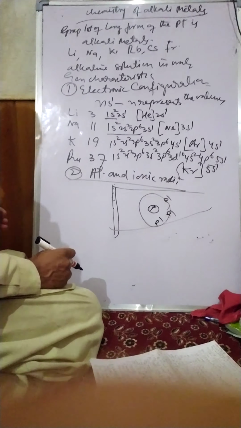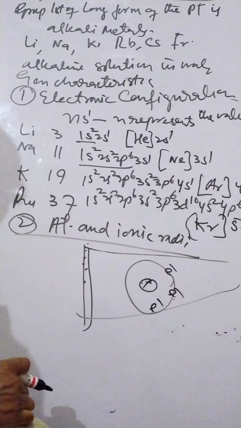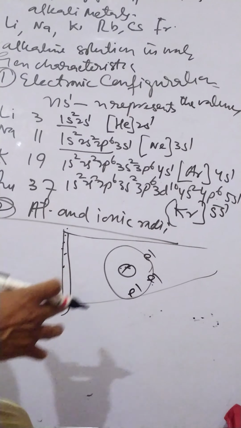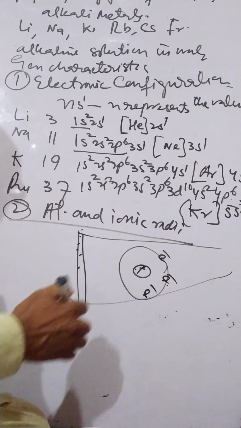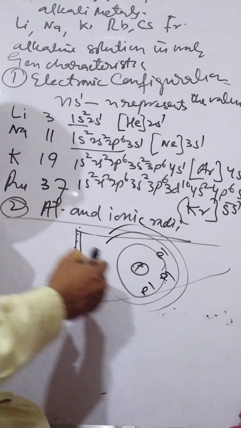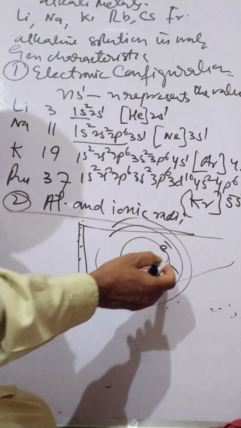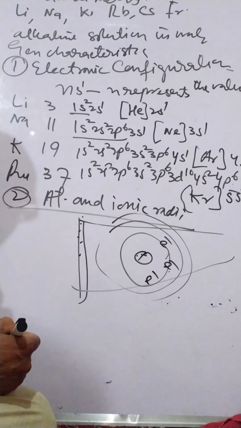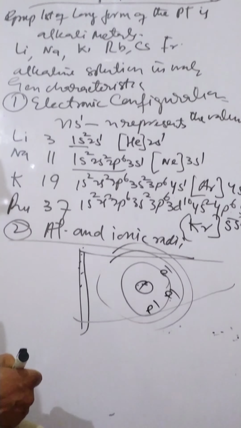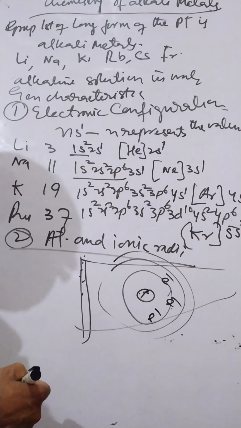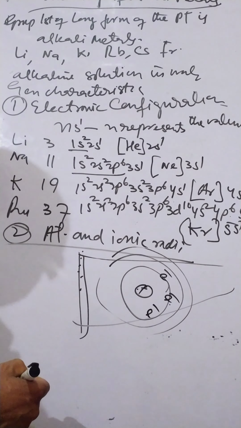Down the group, the number of shells increases, and since the shells are farther away from each other, that's why the size of the atom increases. Another factor is that as more and more shells are added, there is a screening effect. There is a screening effect of these intervening electrons, which prevent the nucleus from attracting fully the outermost shell. This is another factor which leads to the increase in the atomic size. So as we move down the group, atomic size increases.